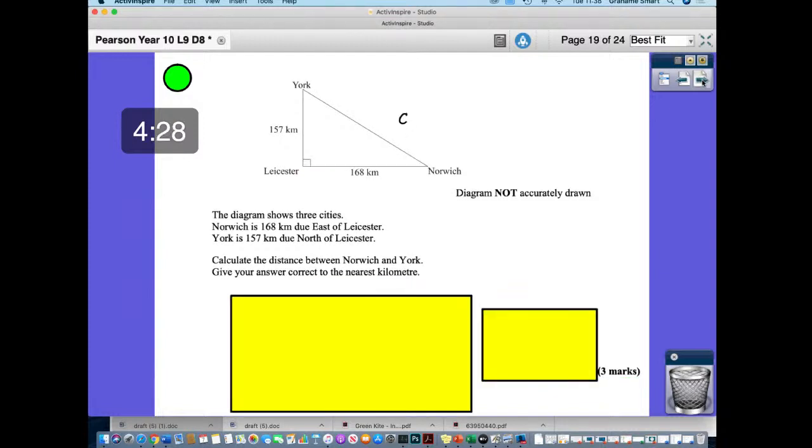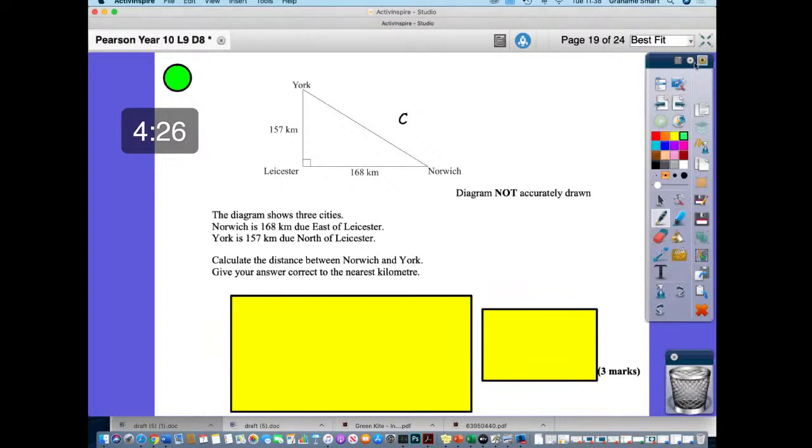Okay, let's take a look at this one. Again, it's pretty similar to what we've been doing all the way through today, so I'm sure you found this one quite accessible. So I've labelled my hypotenuse here. I've labelled it as C. So that's York to Norwich in this case. And it says calculate the distance between Norwich and York and give your answer correct to the nearest kilometre.